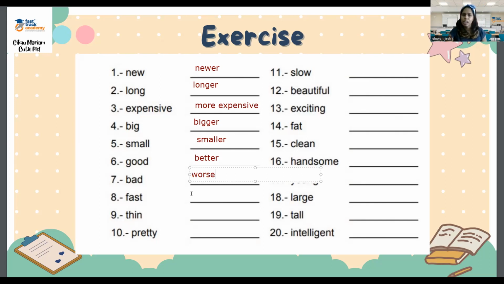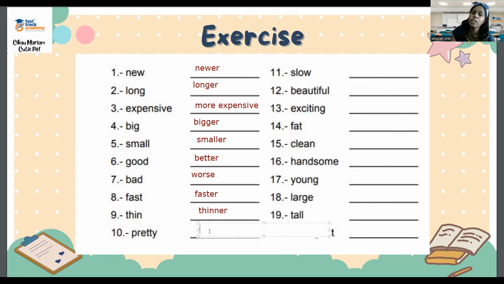Now number 8. What do you say? Fast. What is the comparative word for fast? Faster. Okay? You run faster than her. All right, good. How about the word thin? Yes, you say it as thinner. Okay? And you have a Y. You see the Y here.